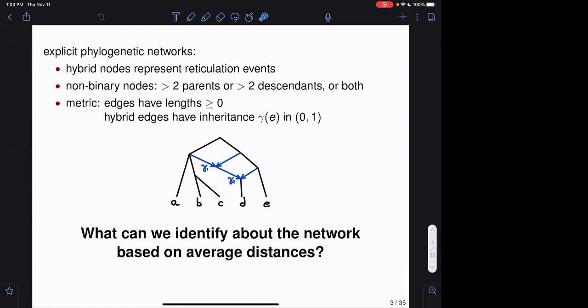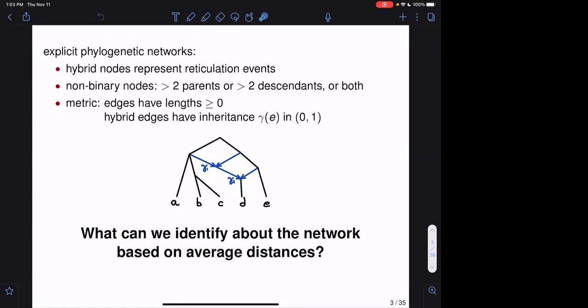Also here, I'm not restricting the networks to be binary. They could be non-binary, so hybrid nodes could have 2 or more parents, and any node can have 2 or more descendants. Okay, so these are explicit networks.